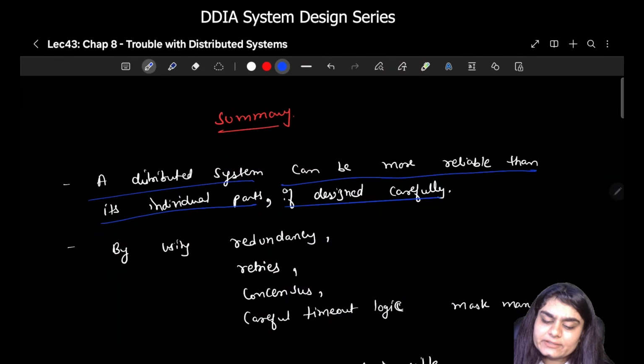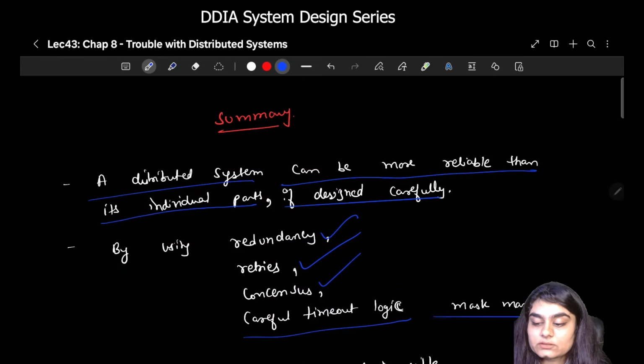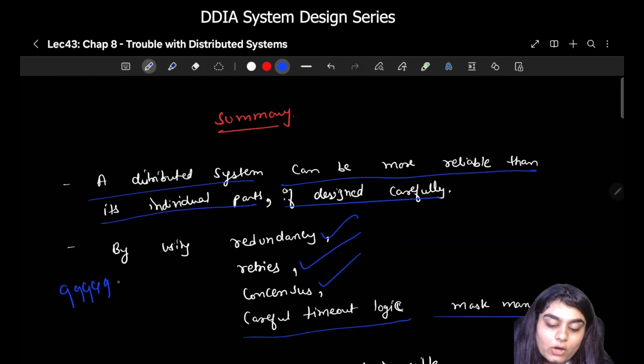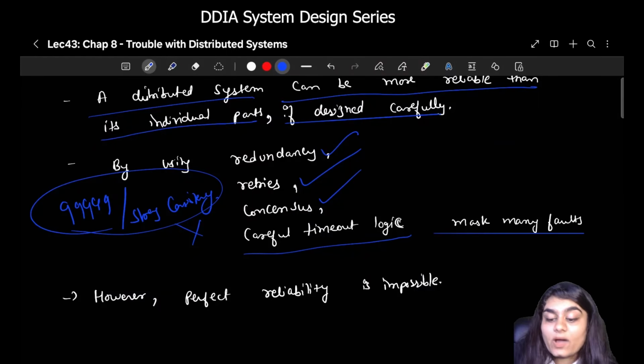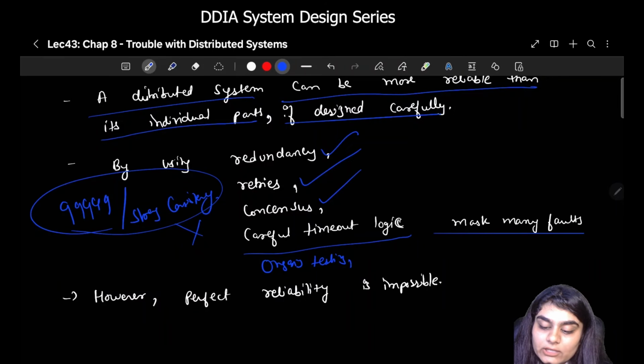So, in summary, a distributed system can be more reliable than its individual parts if designed carefully. By using redundancy, retries, consensus and careful timeout logic, engineers can mask many faults. The goal is to manage the trade-off so that our service meets its guarantees, for example, five nines of uptime or strong consistency, even when things go wrong. This requires ongoing testing, which includes chaos or fault injection and monitoring.